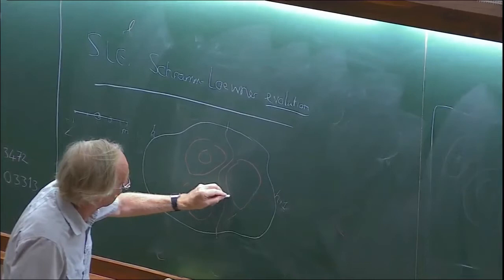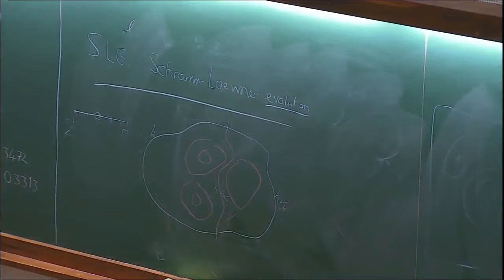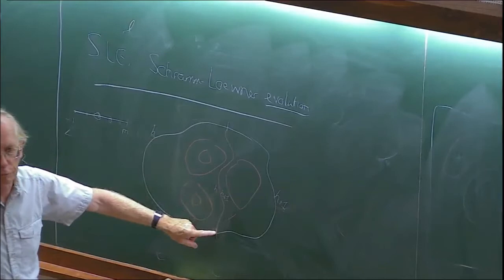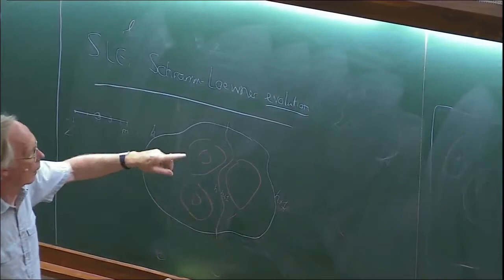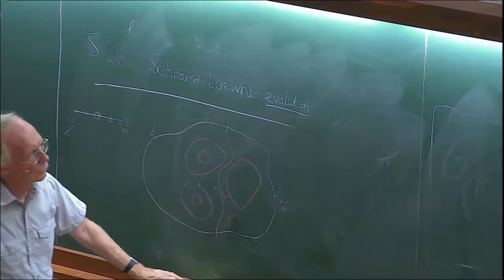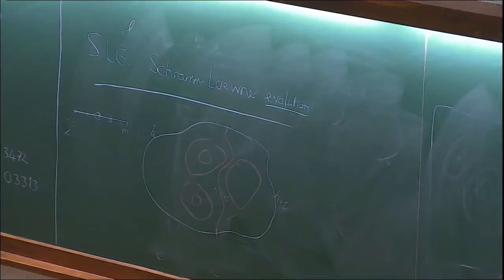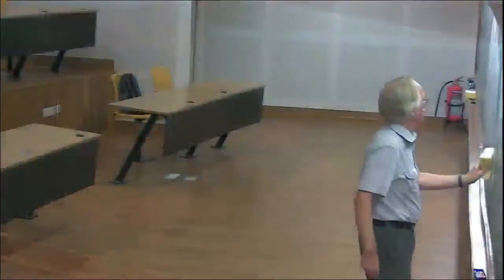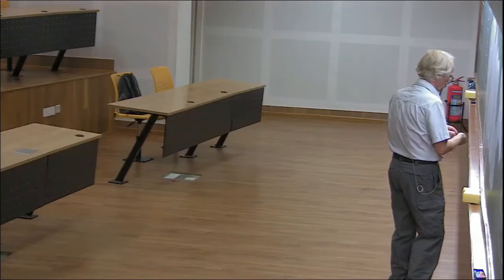Okay. And what SLE does is it tells you something about the probability distribution of these curves, just a single curve. Once you've understood that, then you can go ahead and understand loops. But you can answer all kinds of interesting questions just by looking at the statistics of a single curve. So this is called a chordal curve, because it's like a chord connecting two points on a boundary.